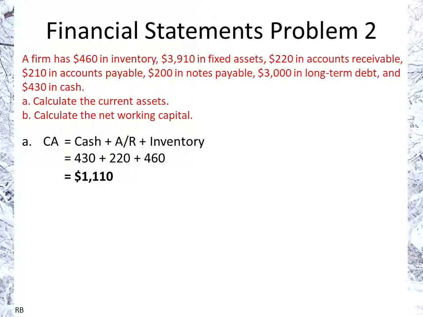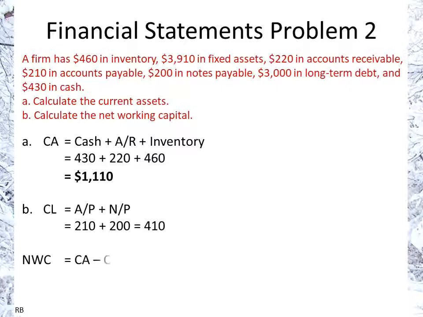Now for B, we first have to calculate the total value of current liabilities. That's accounts payable and notes payable. And we add the 210 and 200, we get 410. Now we can calculate net working capital, which, if you recall, is current assets minus current liabilities. So that's 1,110 minus 410, giving us the answer of $700.